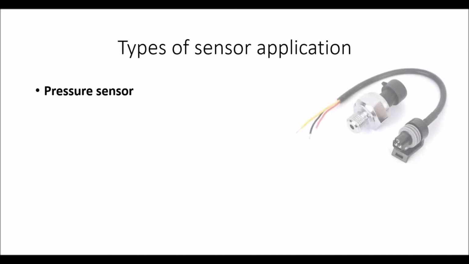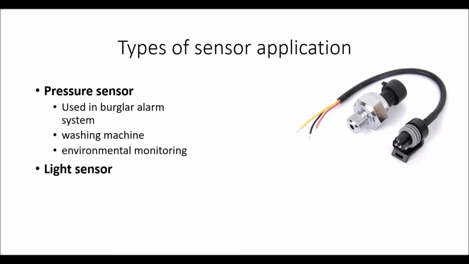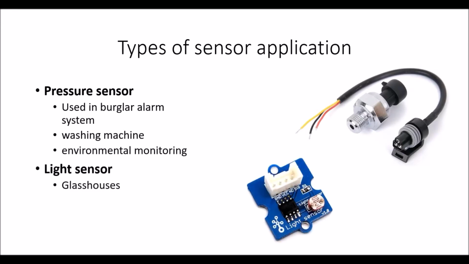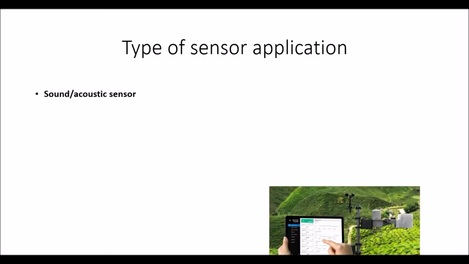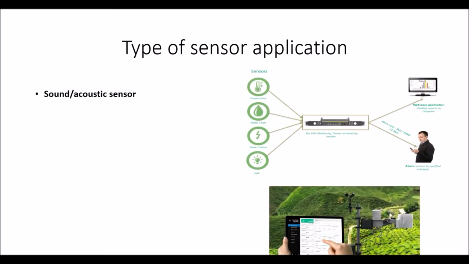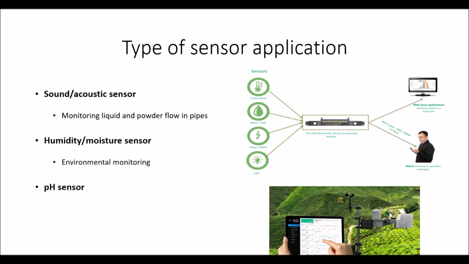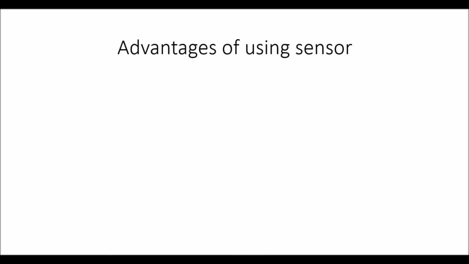Now, pressure sensor is being used in many places as well. In burglar alarm system, washing machine, environmental monitoring. What about light sensor? It's being used in many applications, greenhouse applications, street light controls, and other applications as well. It's not just only these few applications I mentioned. Now, type of sensor application, sound or acoustic sensor. It's being used in many places as well, like monitoring liquid and powder flow in pipes. Humidity sensor is being used for environmental monitoring. What about pH sensor? Yeah, for chemical processes. Okay, take note of all this.